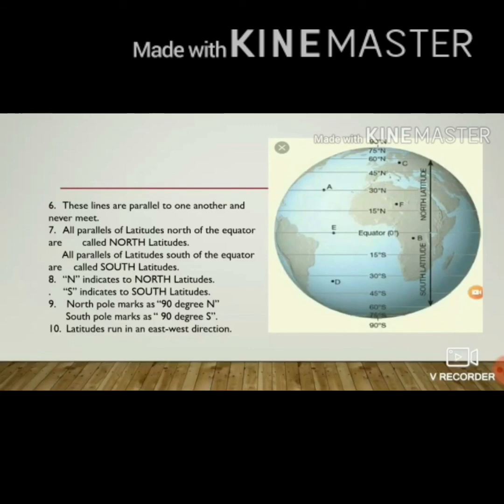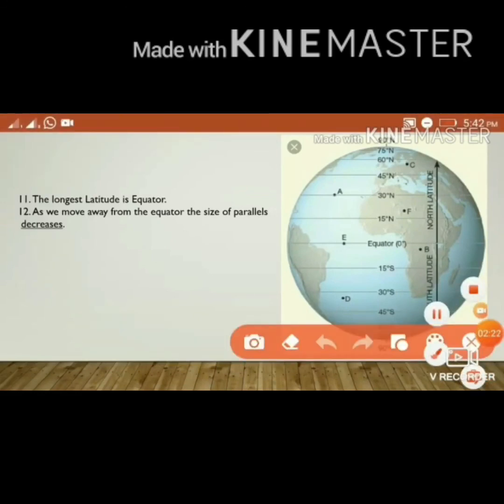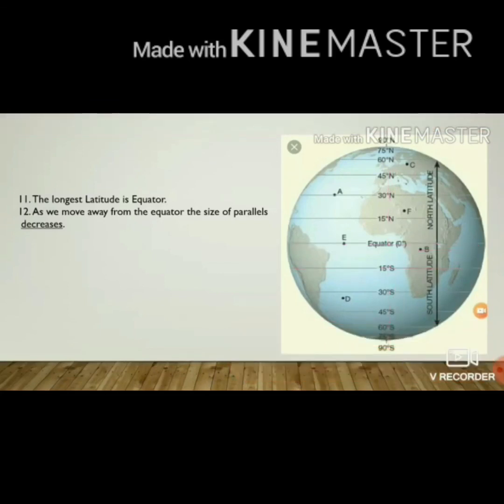The next one is the longest latitude of the globe is equator. Which is the longest latitude? Equator. The longest latitude of our globe is equator. And children, one thing more to remember about these parallels of latitude is, as we move away from the equator, as we move from equator towards the poles, the size of latitude decreases.